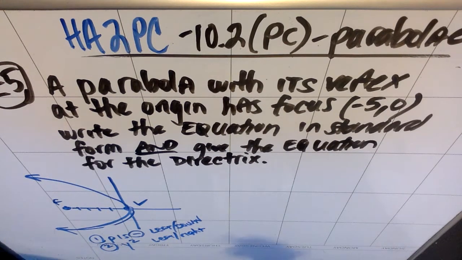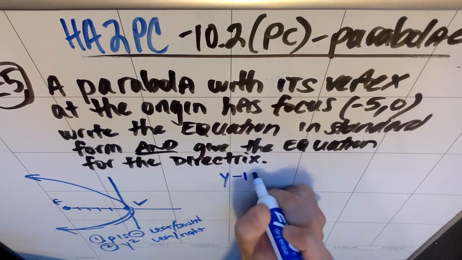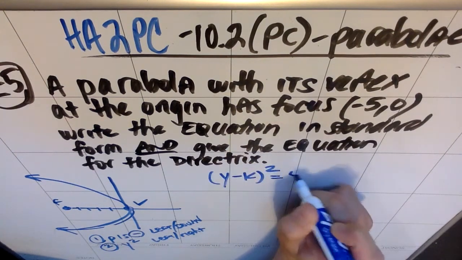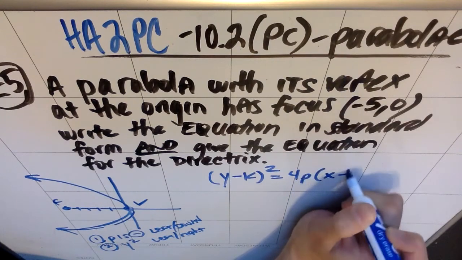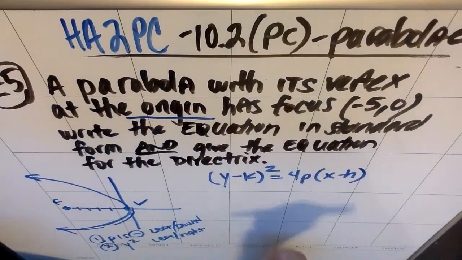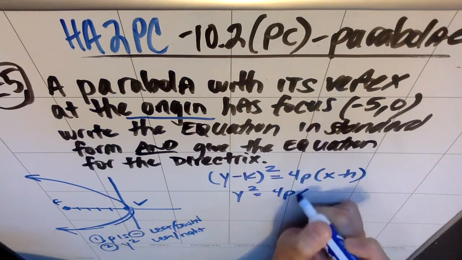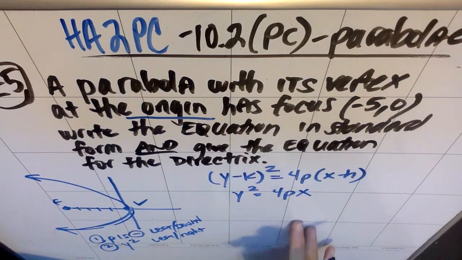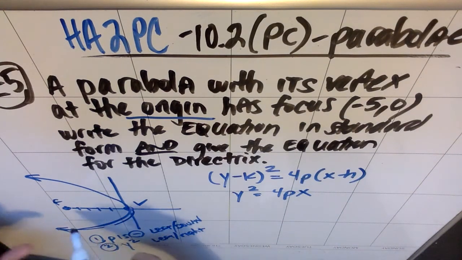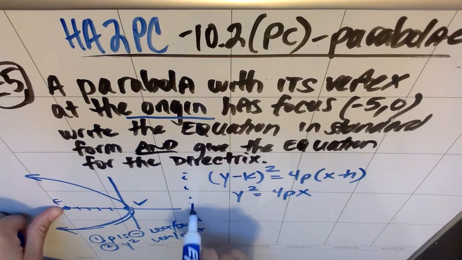So I know from the y squared that the formula I want is (y minus k) quantity squared equals 4p times (x minus h). But I know that since my vertex is the origin, I can just use y squared equals 4px, right? So the next thing I need to do is figure out what the value of p is. Well, p is the distance from the focus to the vertex, or the vertex to the directrix, which is going to be over here somewhere.